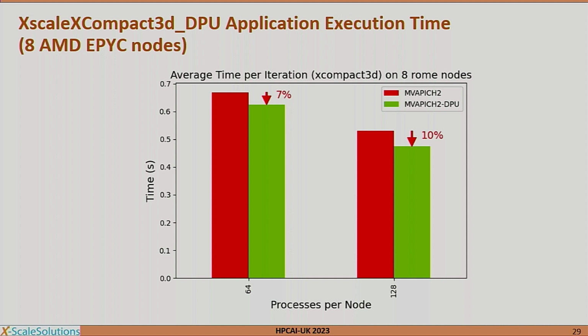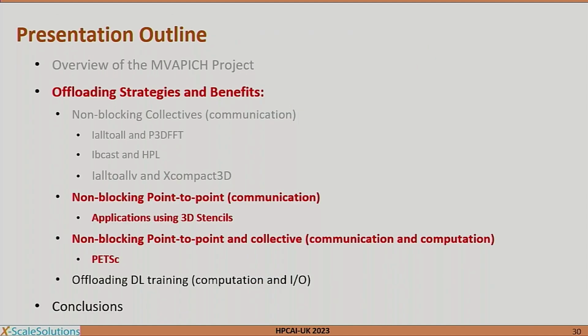It doesn't have a lot of overlap capability, but still we are able to squeeze 10% in a 1,000 process run here. So then the question is, these are all collectives. The question is, can I generalize it? Okay, so here let me show you for point-to-point, especially point-to-point non-blocking, extensively used in a lot of applications.